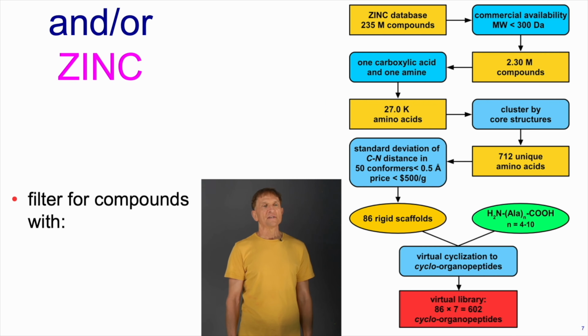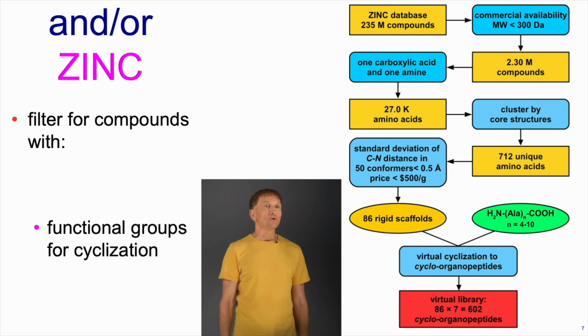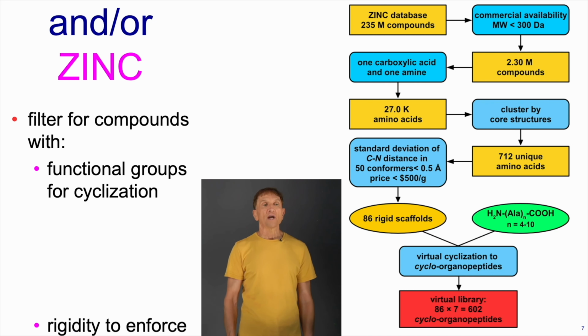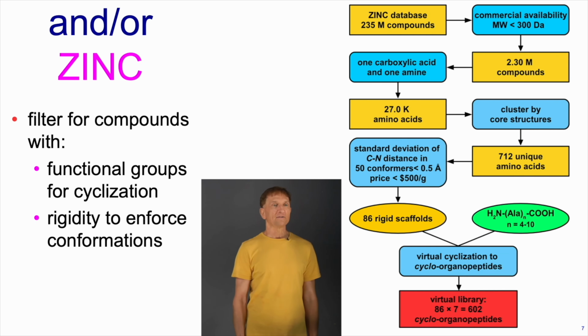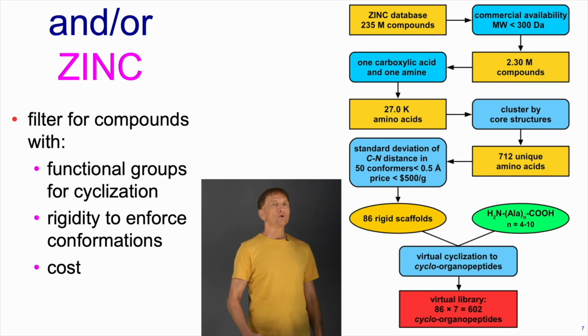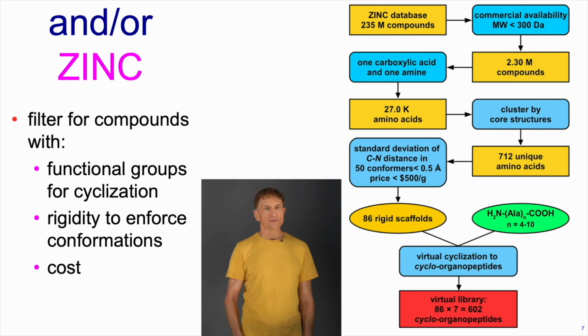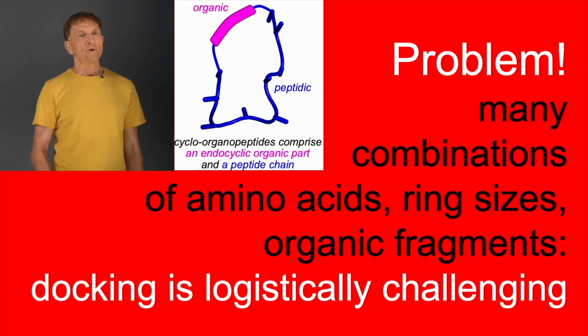The other way to do this is with ZINC, and we did both actually. We filtered ZINC for functional groups that we could use to cyclize, and organic fragments that were rigid. We developed a little MD program to sort those out, and for cost. And after this process, starting with millions of compounds, we arrived at 80-something. Okay, so we've got 80-something different organic fragments that we could use if we're going to do docking with these on a protein, and we vary every single amino acid. Logistically, that's a hard thing to do.